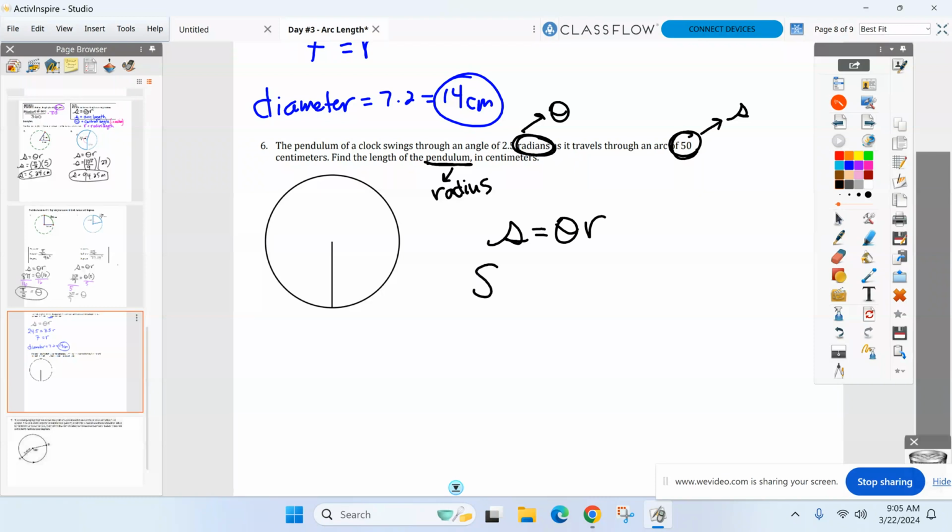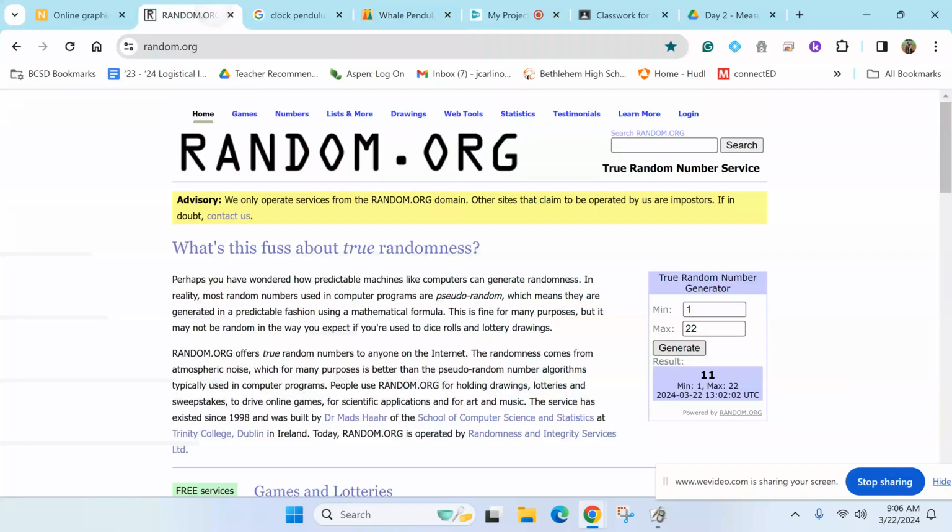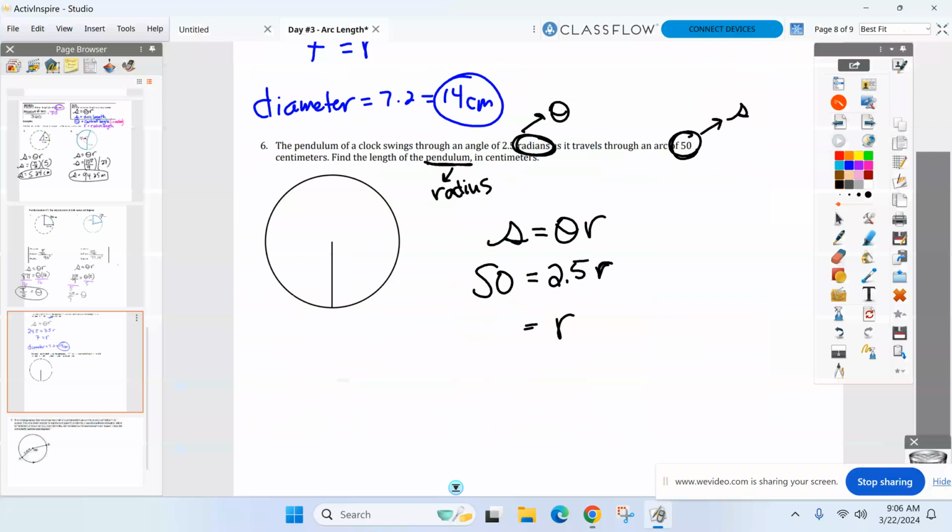50. Theta, we said the radians was 2.5, and we're solving for the pendulum length. All I wanted to do in this problem was get you to see that I may not say find the radius. I'll use a different term, pendulum. That's the same as the radius. And how long is this pendulum? Jared, how long is that pendulum? 20, yep. Centimeters.